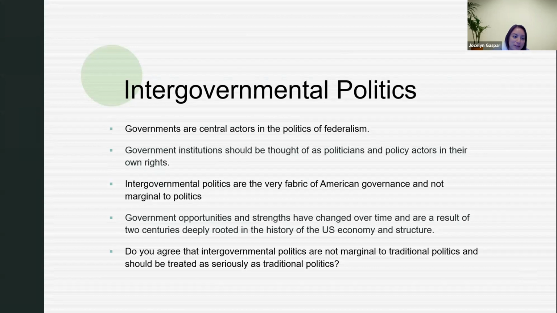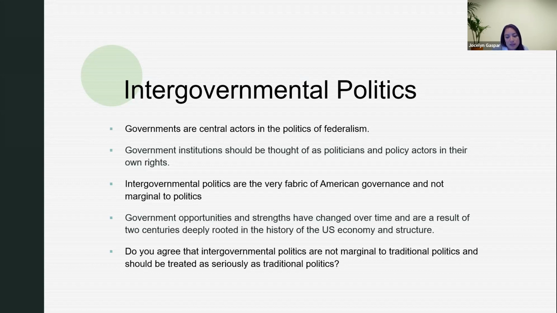Okay, so continuing with intergovernmental politics, governments are central actors in the politics of federalism, and this is because American federalism is not seen as a static feature. So governments can drive the political process by developing strategies such as tax laws, creating public-private networks, and using judicial interventions to meet their goals. And intergovernmental institutions should be thought of as politicians and policy actors in their own right. So they're not simply there to respond to interest group pressures or serve public administrators. They're really there to be strategic and design ways that benefit themselves.